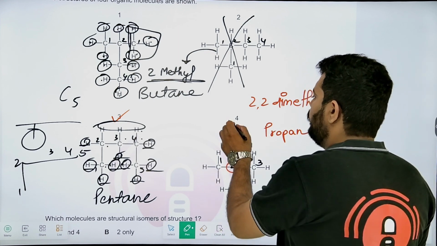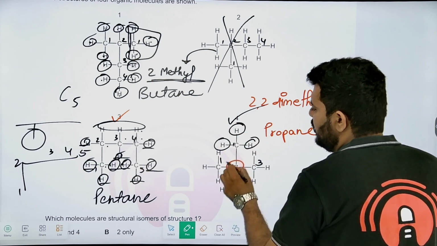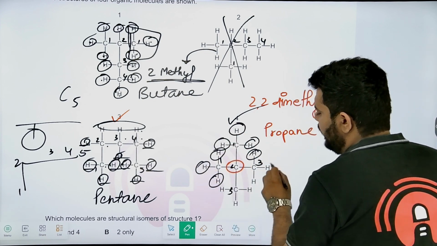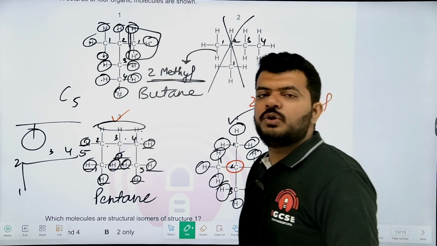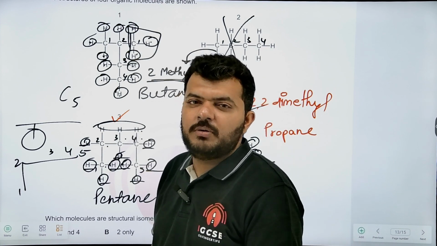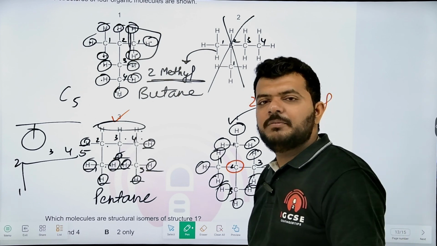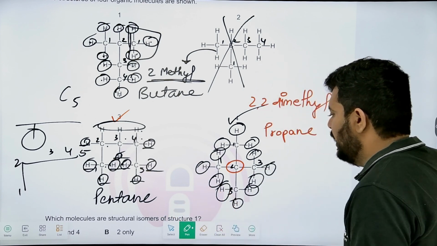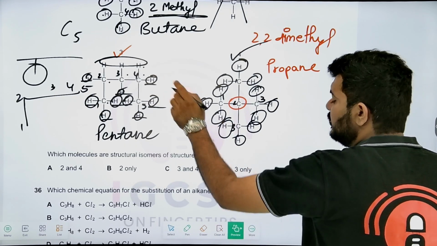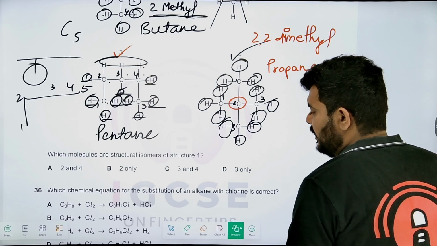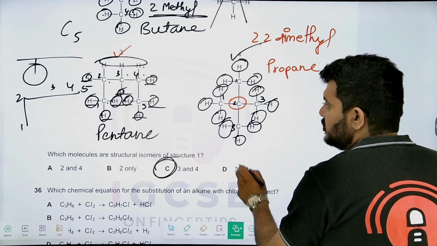So I think the fourth is also an isomer. Let's count the number of hydrogen. 1, 2, 3, 4, 5, 6, 7, 8, 9, 10, 11 and 12. Right? I'm not saying you should not count the number of hydrogen. Make your job easier. If all of them are alkanes, you can first find the number of carbon, then the name, and then check for hydrogen just to be sure. So only 3 and 4. Let's see if there are options like that. Yes, option C is your answer.